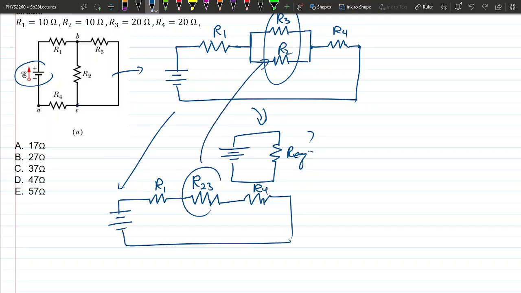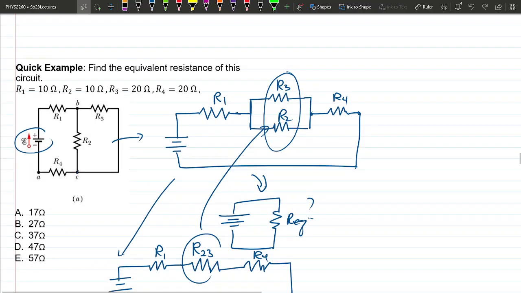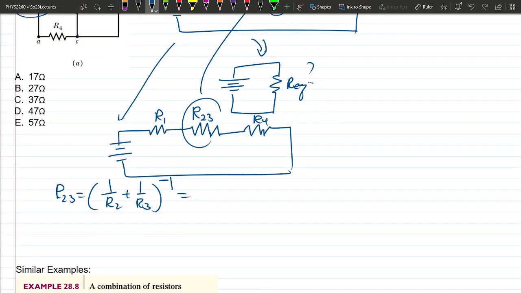If I'm combining 2 parallel resistors together, R23 follows this equation: 1 over R2 plus 1 over R3, all to the reciprocal. R2 is 10, R3 is 20. So 1 over 10, 1 over 20, all reciprocal. If you add this together, you get 3 over 20, so you get 20 over 3. Hopefully that's right. So this is this equivalent here.